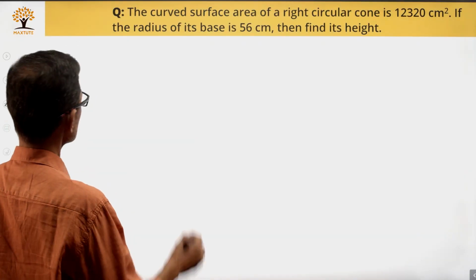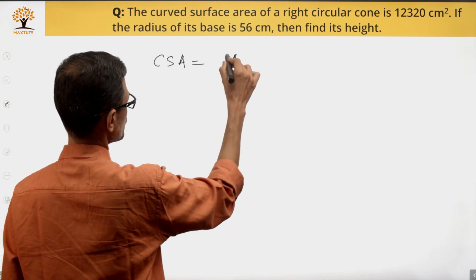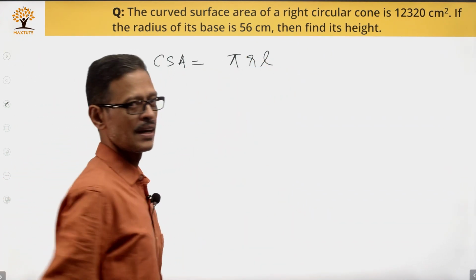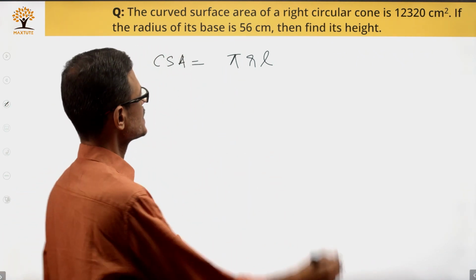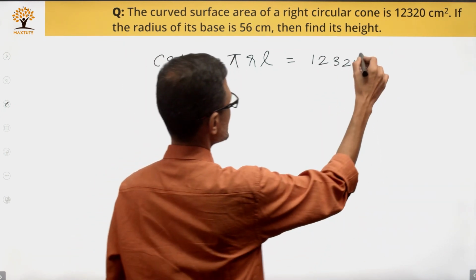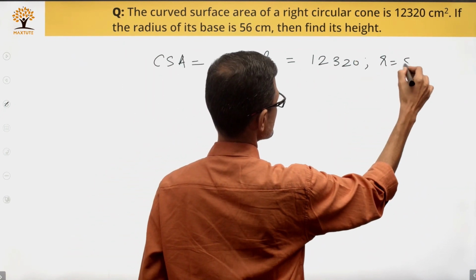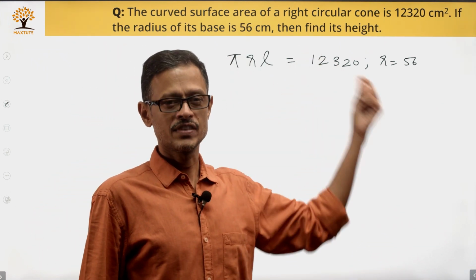Let's start by writing down the formula to compute the curved surface area of a cone. The curved surface area of a cone, the formula is pi RL. R is the base radius, L is not the height as we know, L is the slant height. This is given to be equal to 12,320. The other data that we have is that the radius is equal to 56 centimeters.